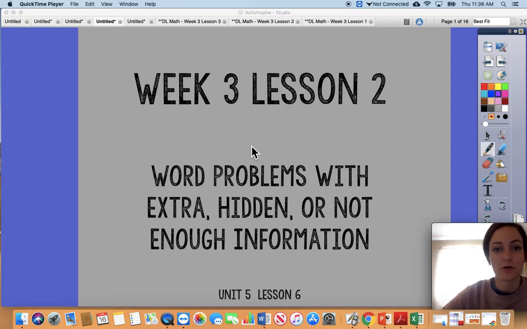So we're going to keep going with word problems, but these ones I think are pretty fun. We're not doing comparison word problems today. We're doing word problems with extra information, hidden information, or not enough information, okay? I think today is kind of fun. You get to pretend to be a detective, and we're going to break these word problems apart.